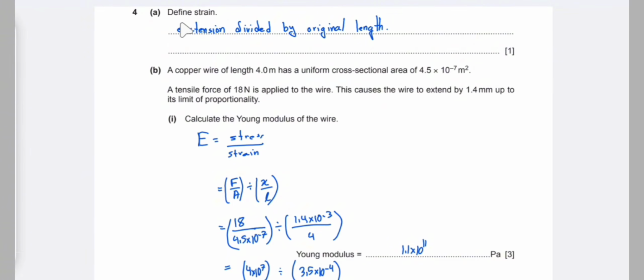Question number 4 part A, define strain. So strain is the extension divided by original length.